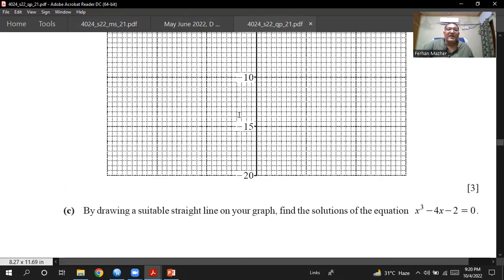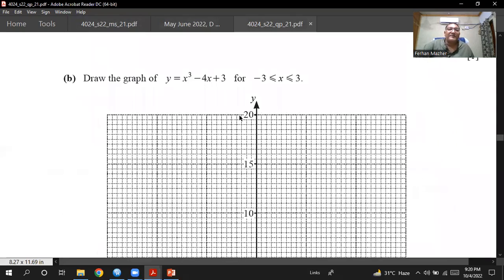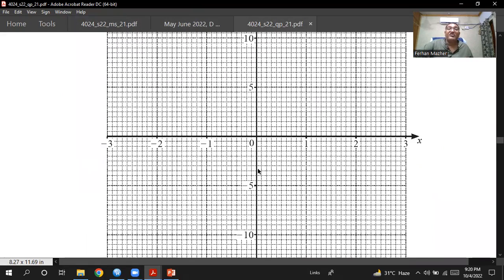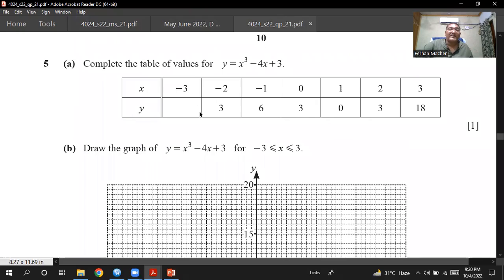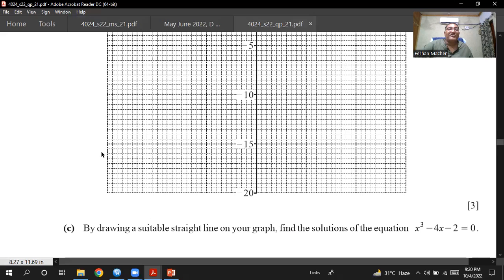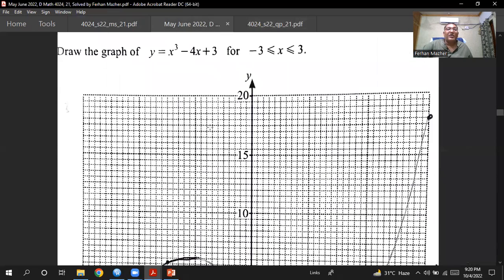Here we have the graph. It says draw the graph of this from minus 3 to 3. So this graph is already there, and I will plot these points. At minus 3, you will have minus 12. Minus 12 will be here. Okay, so this is the minus 12, and so I will plot these points.